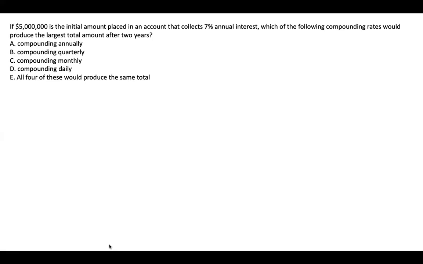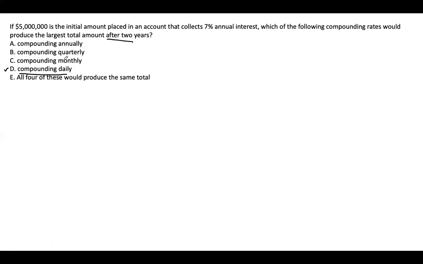Compounded daily. Compounding daily. Why? Because every day we'll earn interest over interest, over interest. So this would give us the largest total amount after 2 years, right? Very good. This was a conceptual question, no need to solve.